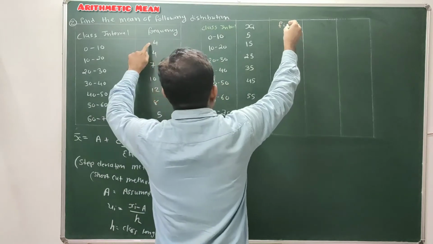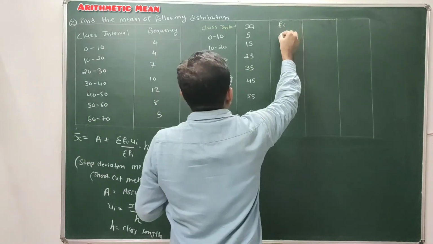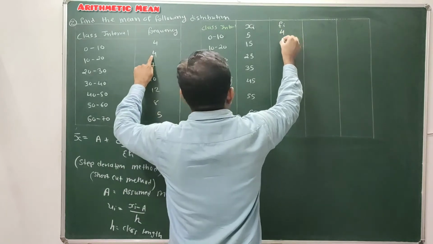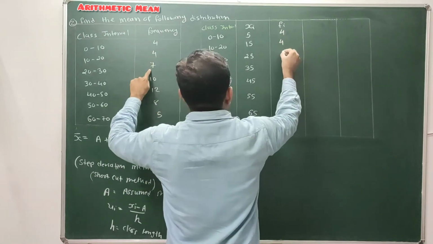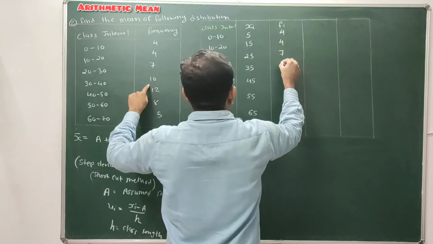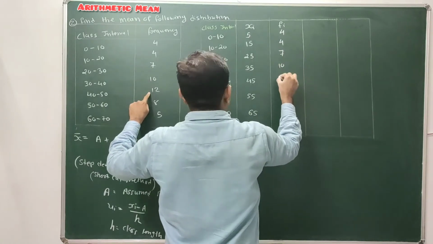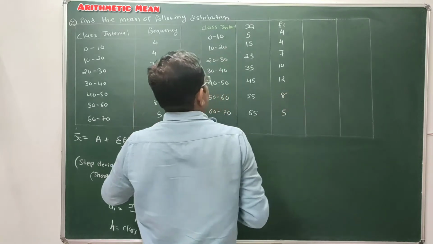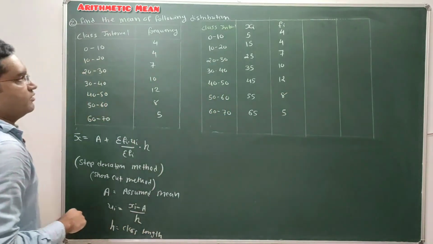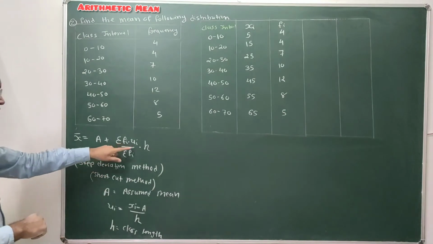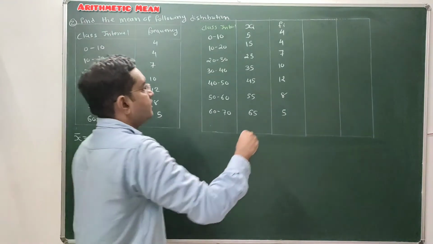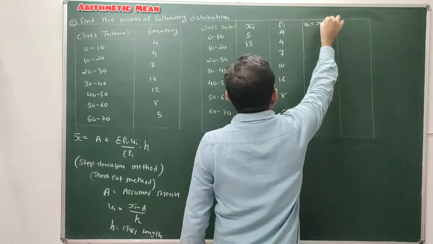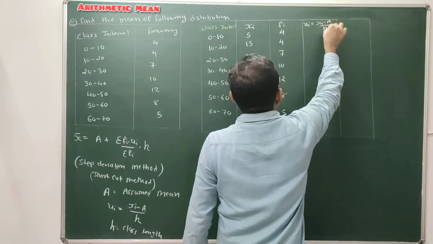That is given: for the class 0 to 10, the frequency is 4. Then 4, 7, 10, 12, 8, and 5. Done. Frequencies are given. Then we have to find this ui. Ui is nothing but xi minus a upon h.